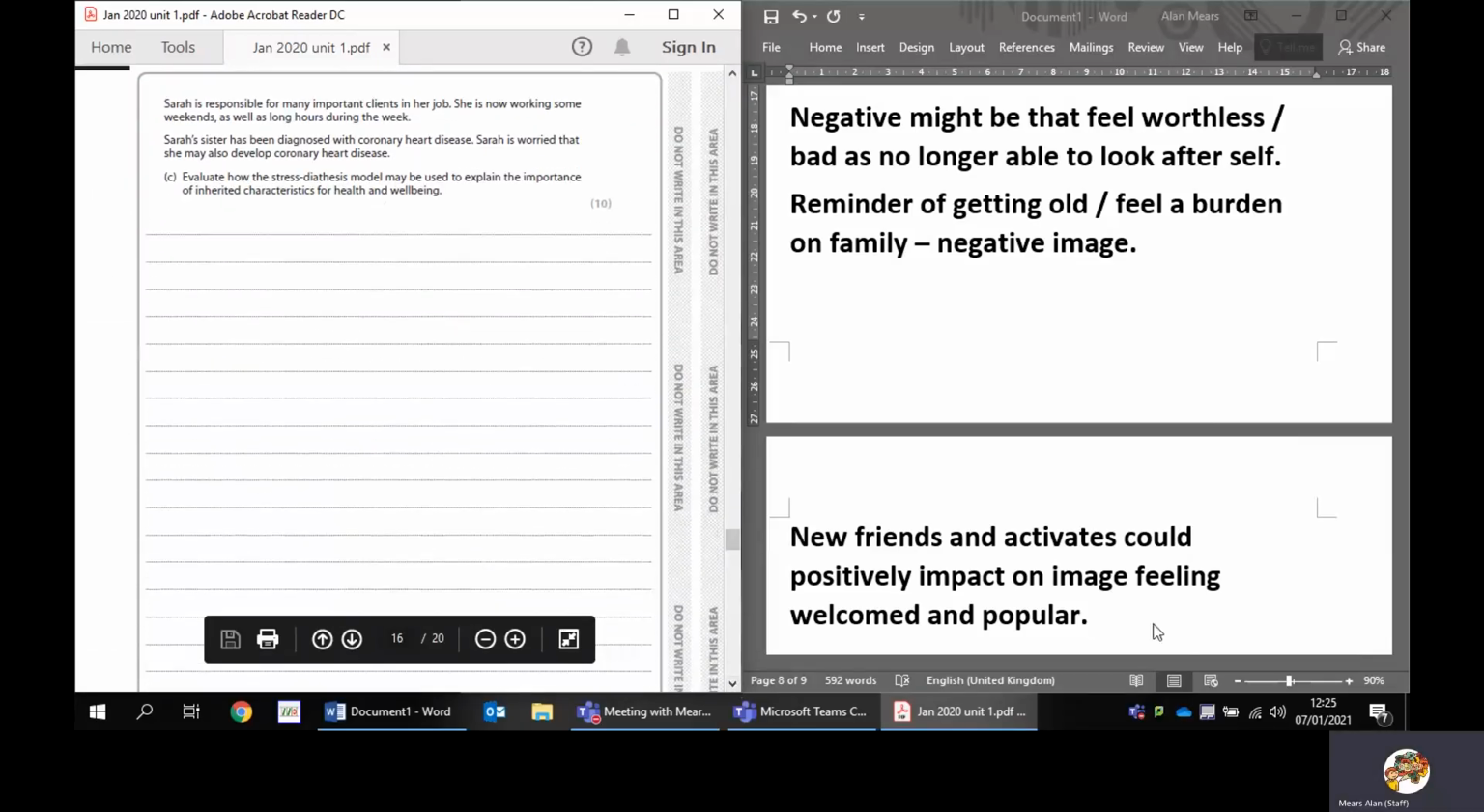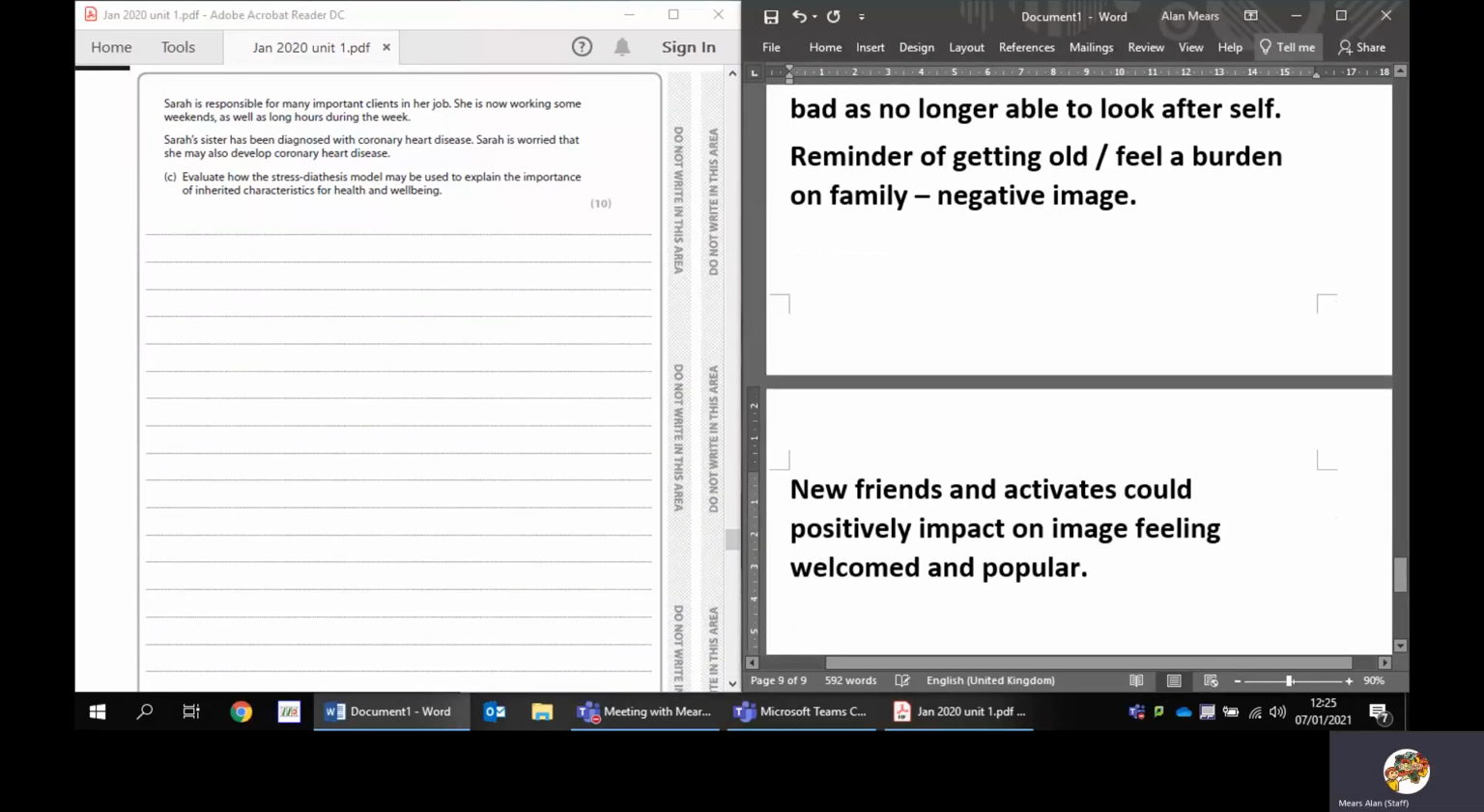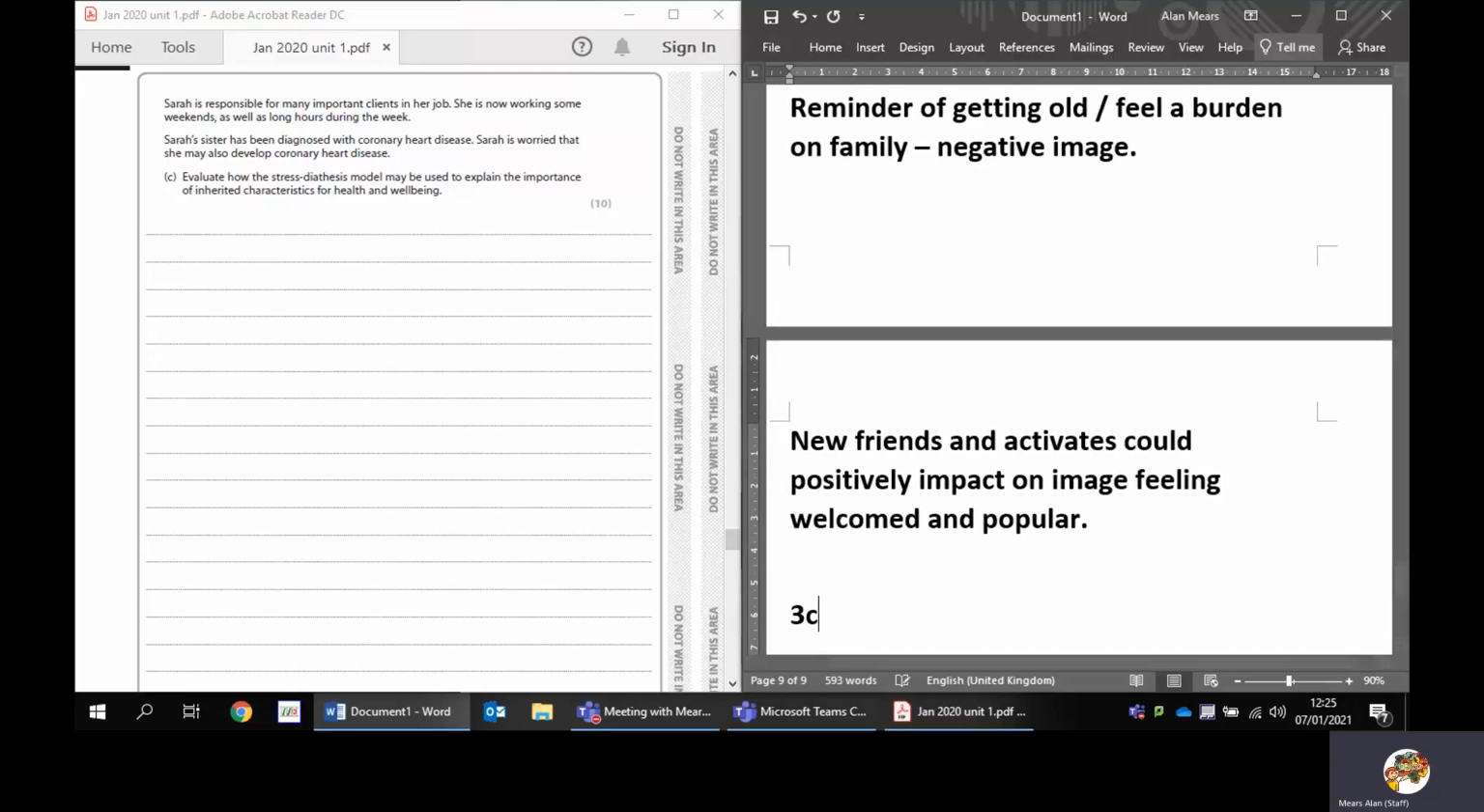Okay, so we're back to Sarah. Sarah's popped up again here. So we're on 3C, and they've got another 10 marker as we would have normally. So Sarah's responsible for many important clients in her job. She's now working some weekends as well as long hours during the week. Sarah's sister has been diagnosed with coronary heart disease. Sarah's worried that she may also develop coronary heart disease.